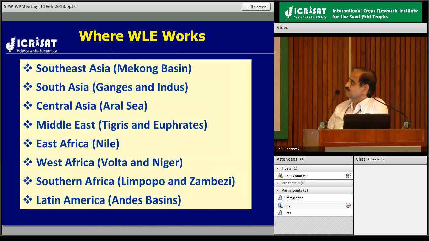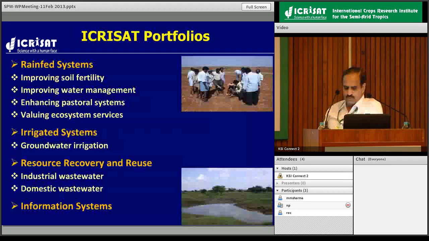This particular program works in Southeast Asia, South Asia, Central Asia, Middle East, East Africa, West Africa, Southern Africa and Latin America, and these are the basins which have been identified. But let me clarify that these basins are not the only restricting areas for the work, and wherever other opportunities arise, in case of wastewater as well as the rain-fed systems, they are taken, and the on-site, off-site impacts as well as the trade-off analysis and governing and policy institutions are the ones which will be looked into at the basin scale.